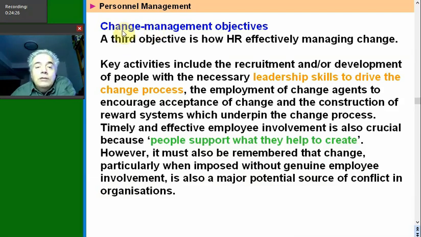So, okay, now let's talk about change management objectives. A third objective is how human resources effectively manage change. The key activities include the recruitment and or development of people with the necessary leadership skills to drive the change process. I have been in companies when they have to do some changes and people don't like changes. That's normal, right?